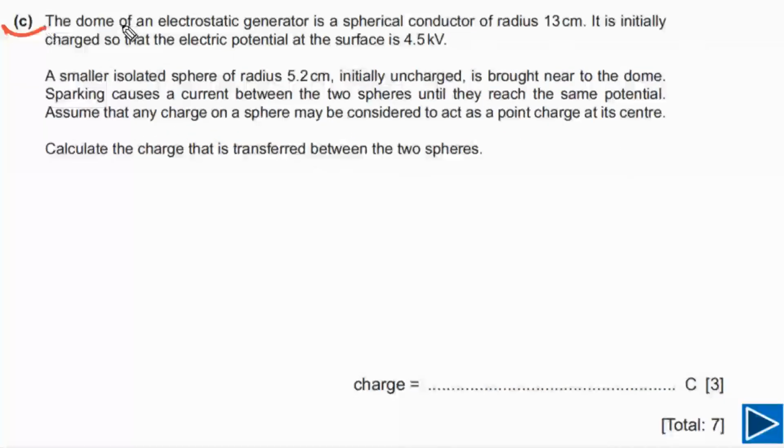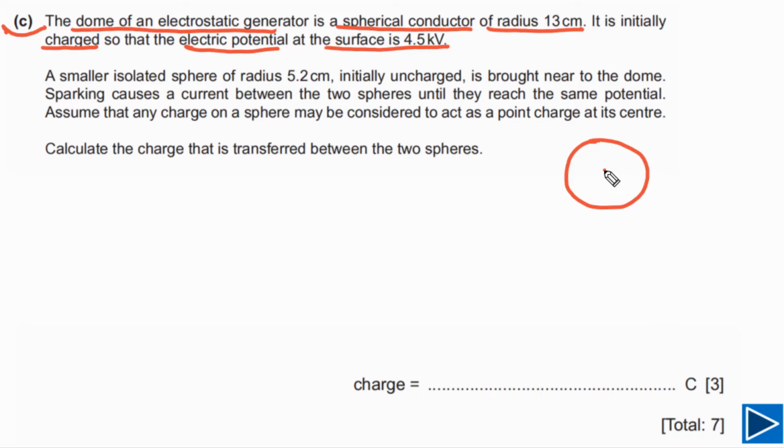For part C, it is given to us the dome of an electrostatic generator is a spherical conductor of radius 13 centimeters. It is initially charged so that the electric potential at the surface is 4.5 kilovolts. So simply we can sketch this one. So this is the dome of the generator and the radius of this one is given, that is equal to 13 centimeters, and the potential at the surface of this one is equal to 4.5 kilovolts. So we can say this is V1.